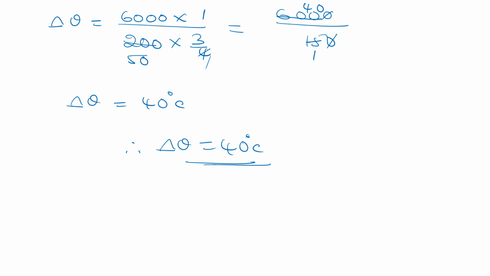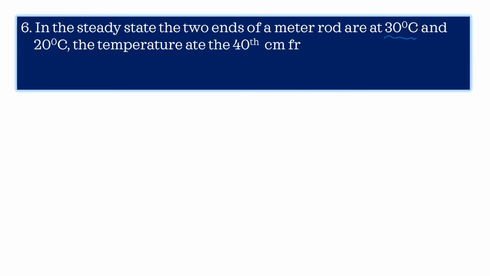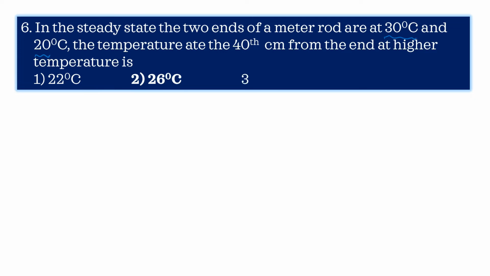Okay, next we will go to the next question. In the steady state, the two ends of a meter rod are at 30 degree centigrade and 20 degree centigrade. The temperature at the 40th centimeter from the end at higher temperature is? Here we have to calculate the temperature. Now let us go to the solution.